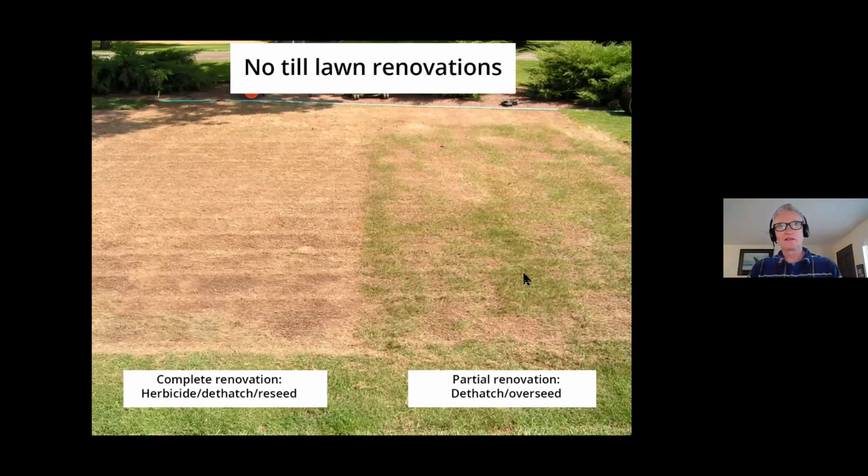And then in renovating, we're not tilling it necessarily. What we're basically doing is scalping the lawn and getting it ready for seeds. So on the left-hand side, a complete renovation: herbicide, dethatching, and then reseeding. And on your right-hand side, a partial renovation with dethatching and overseeding. So herbicide was used over here, killed it all, and over here, just scraping all of the dethatching, so scraping all the grass away to expose the soil. Again, to get grass established, you need really good seed to soil contact.